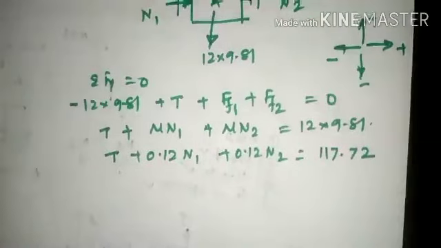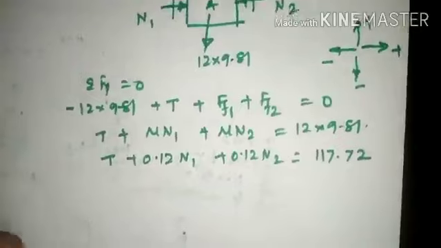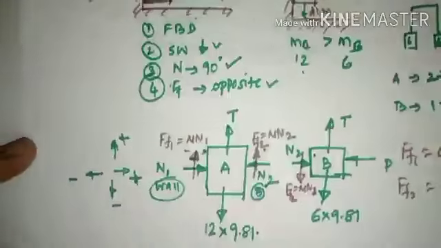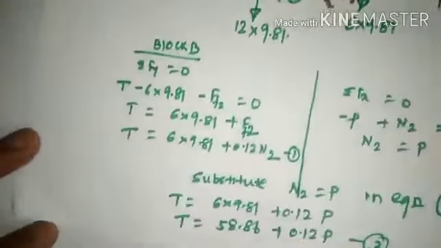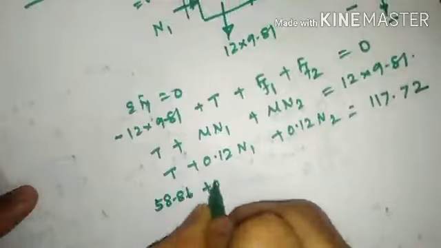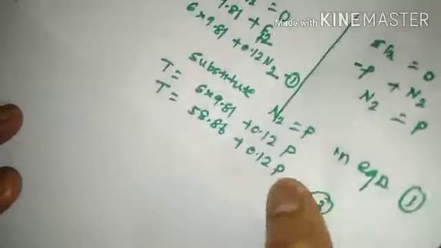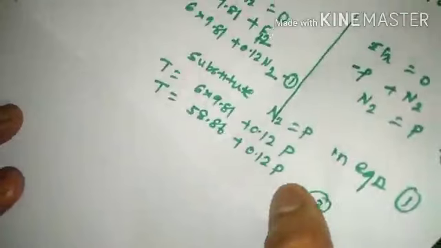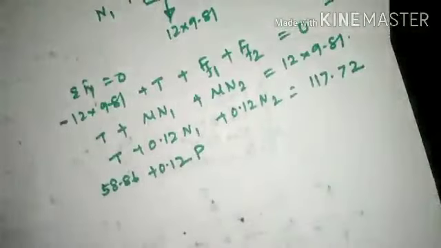Now T value is to be substituted. What is the value of T? T value is 58.86 plus 0.12 times of P. That is equation number 3. T equals 58.86 plus 0.12 times of P.